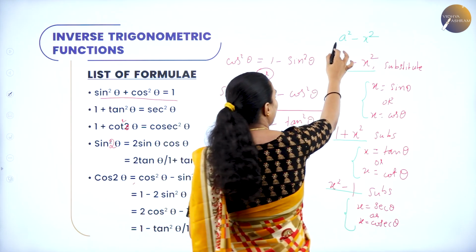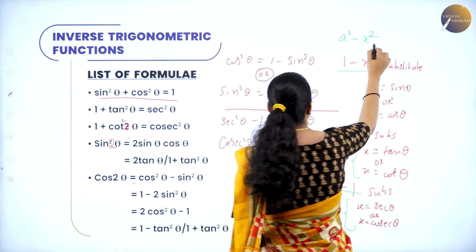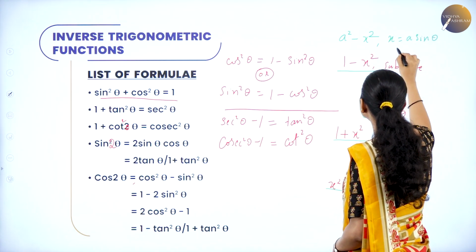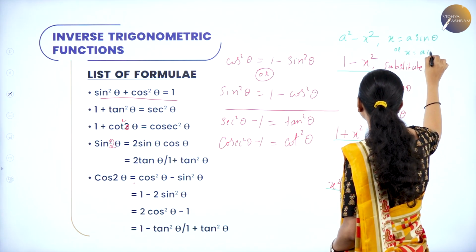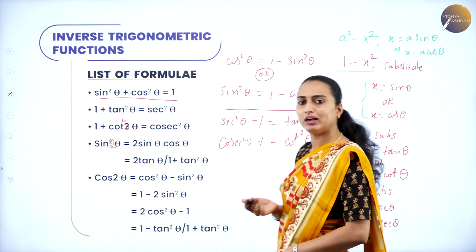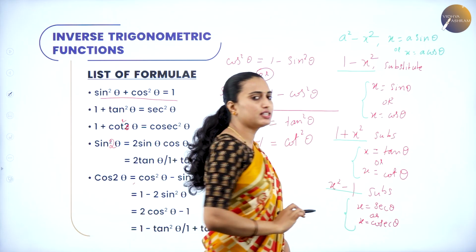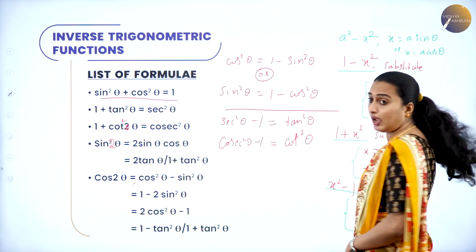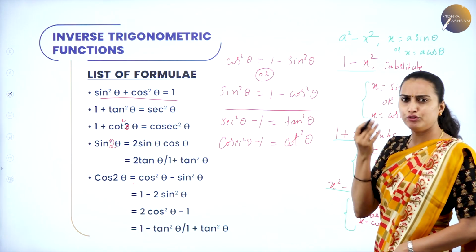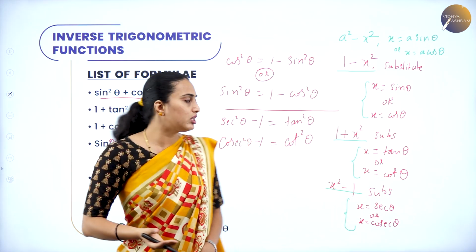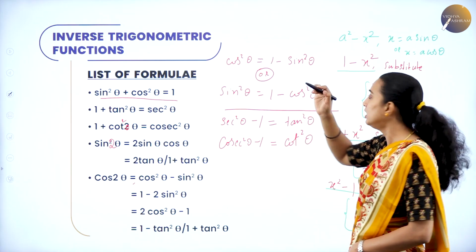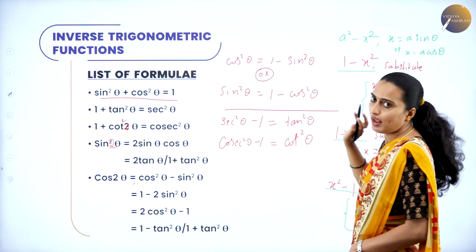So, if it is in the form of a squared minus x squared, substitute either x is equal to a sin theta, see, or x is equal to a cos theta. I think you understood this one. So here 1 into sin theta is nothing but sin theta only. Here 1 into cos theta is nothing but cos theta only. So that I'm not specifying it. Here if you write 1 also, or not write it, not a problem. So if you are having the form a squared minus x squared, you have to substitute x is equal to a sin theta, x is equal to a cos theta.